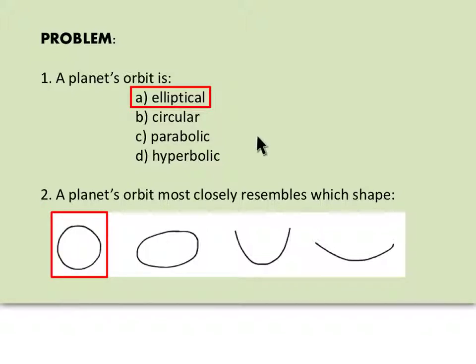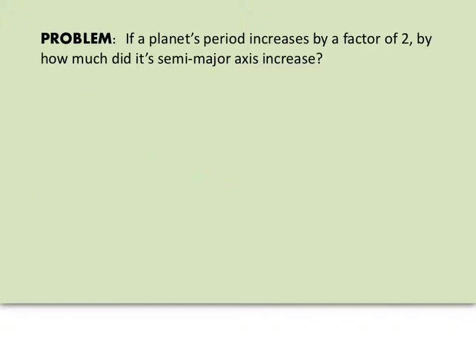You should have answered that the planet's orbit is elliptical, but that the planet's orbit most closely resembles a circle. Make sure you have this straight. In the next question, let's ask, if a planet's period increases by a factor of 2, how much did its semi-major axis increase?